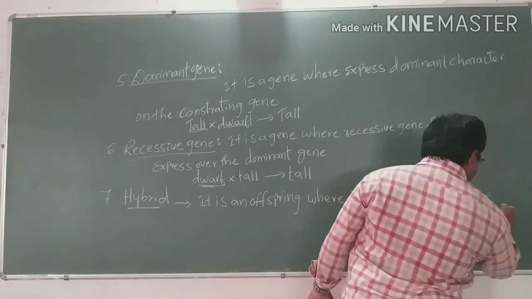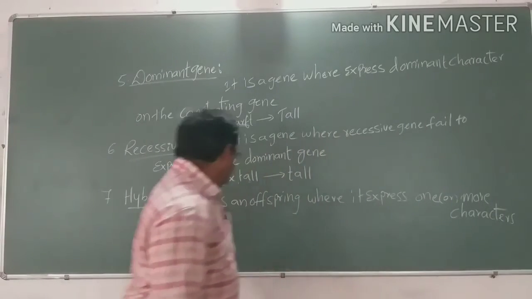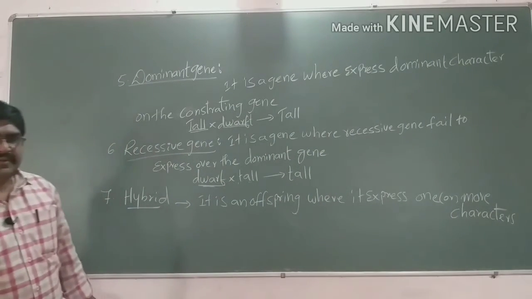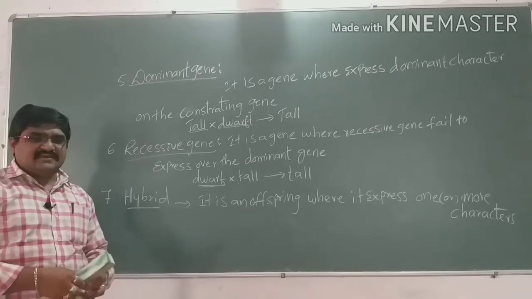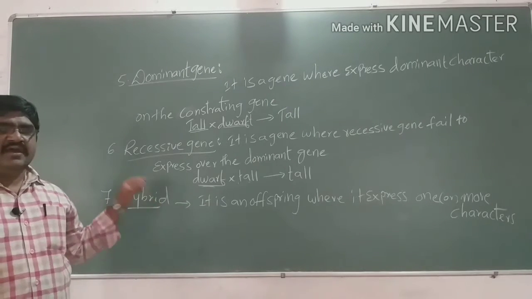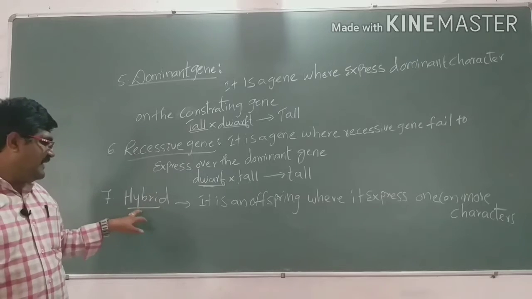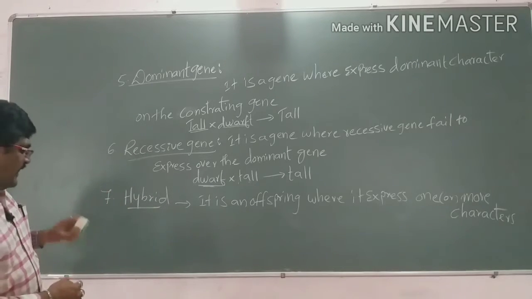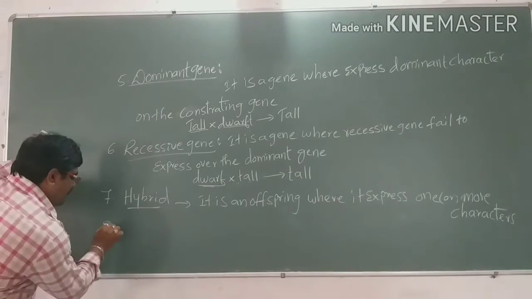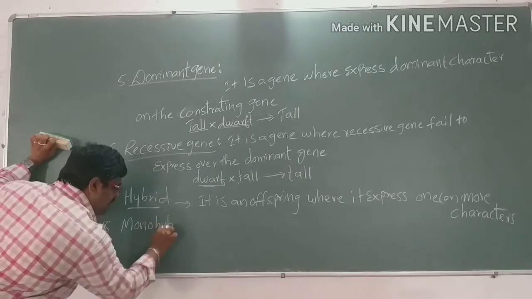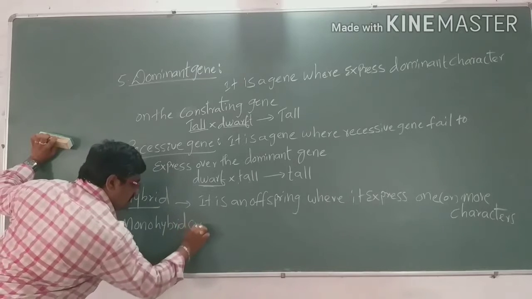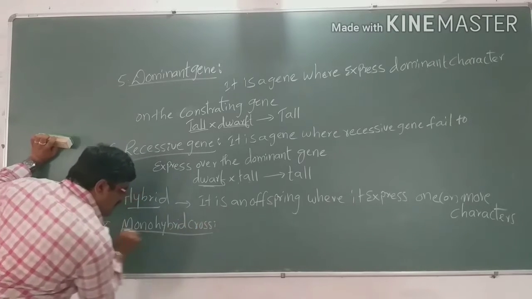Then such a type we can call a hybrid. Hybrid means a crossing where one or more characters are present in the offspring, so this we can call a hybrid. And the eighth one, monohybrid cross. So what does monohybrid cross mean?